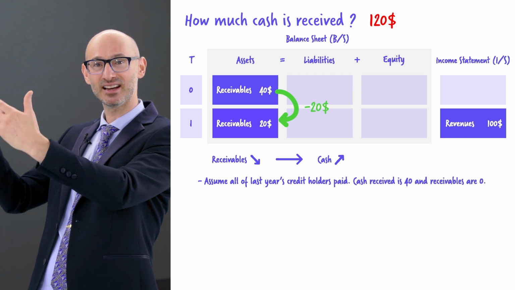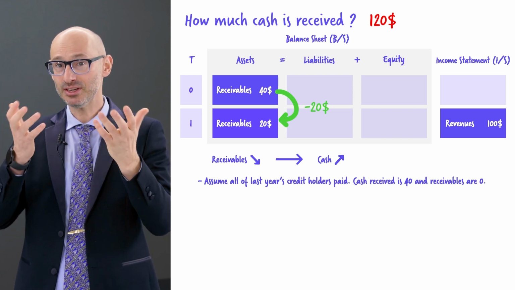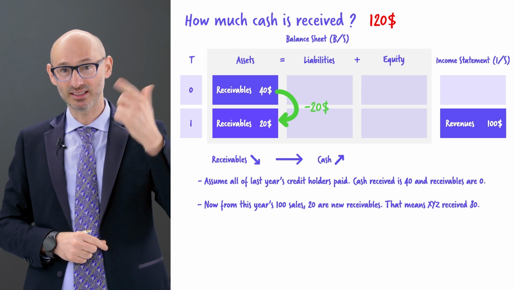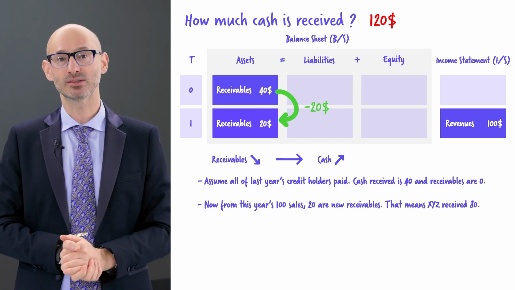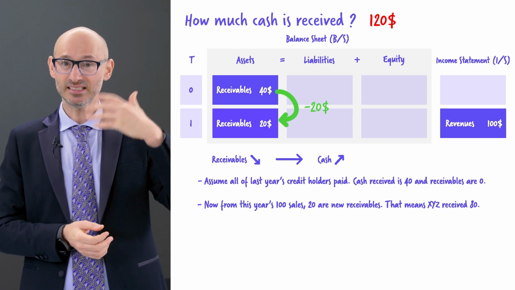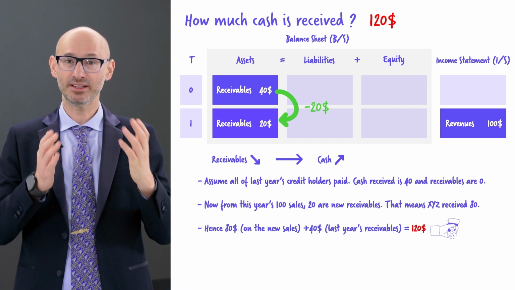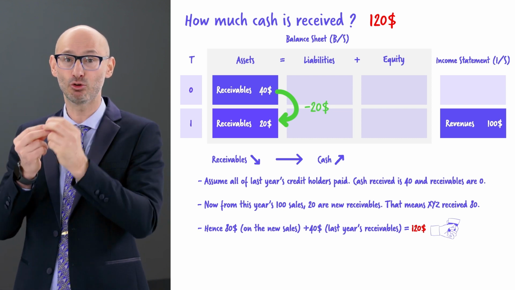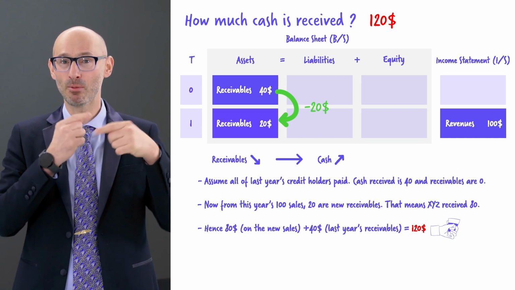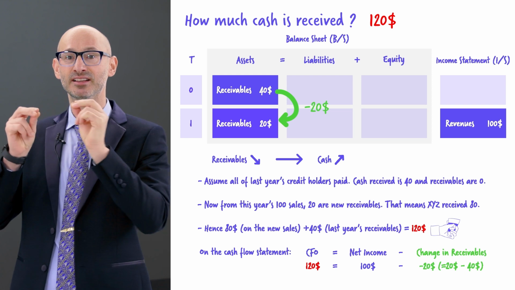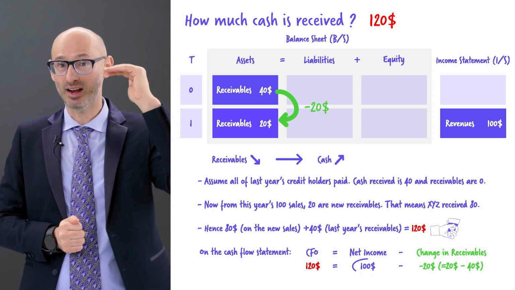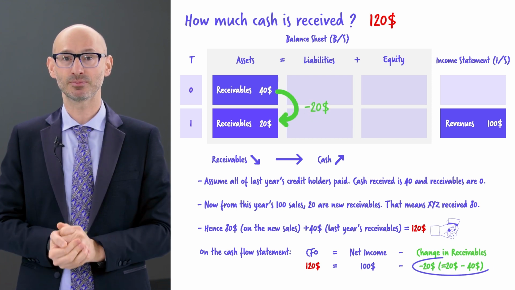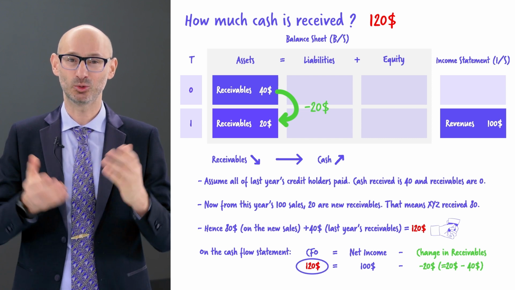Assume all of last year's credit holders paid. Cash received is 40, and the receivables are now 0. Now, from this year's 100 sales, 20 are the new receivables. That means the company received 80 cash. So total cash is what we got from last year's payers and this year's. 80 plus 40 equals 120. From a formula point of view, this is what we see on the cash flow statement. We see that net income is 100, but there is an adjustment of plus 20 because of the change in receivables. Hence, cash flows are 120.